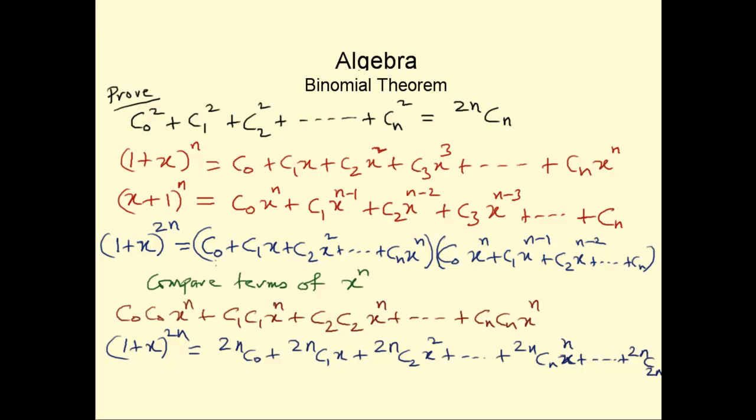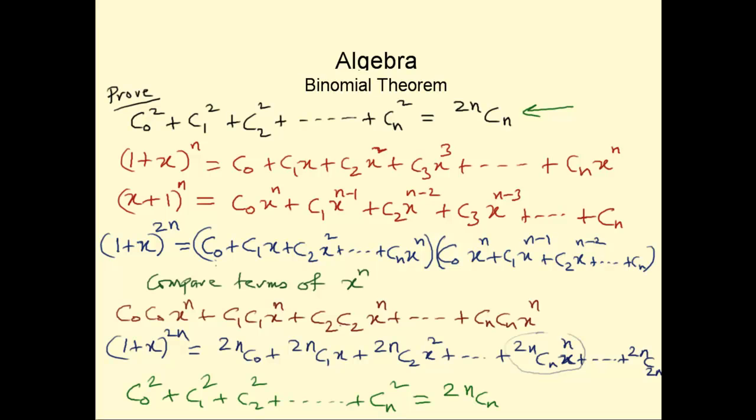If you equate these two terms, because this is the term of x to the n on the right hand side, and this is the term of x to the n on the left hand side, you have to equate this with this. If you take x to the n as a common factor out, then you'll end up with c0 times c0, c0 square, plus c1 times c1 is c1 square, plus c2 times c2 is c2 square, plus so on, plus cn times cn is cn square, is equal to, on the left hand side, the term for x to the n, 2n cn, which is what you need to prove here.